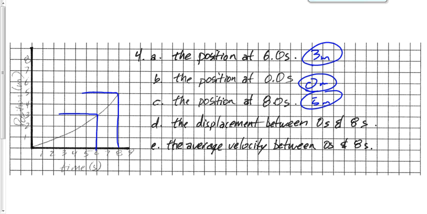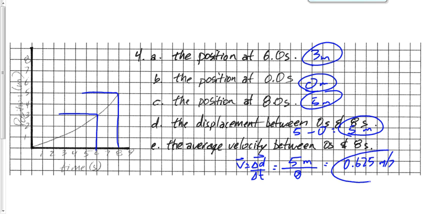The displacement between 0 and 8, well, that's final minus initial position. 5 minus 0 is 5 meters. And the average velocity between 0 and 8, you can't use the slope here, but you can do delta D over delta T, which is pretty much the same thing. 5 meters is my displacement. My time is 8. 5 divided by 8 is 0.625 meters per second. Okay?